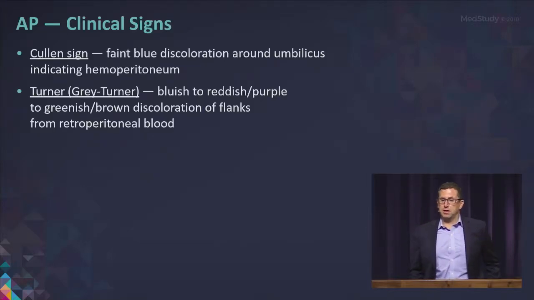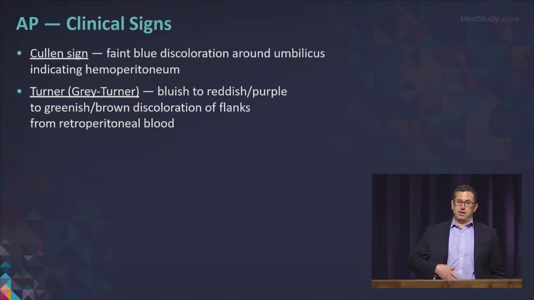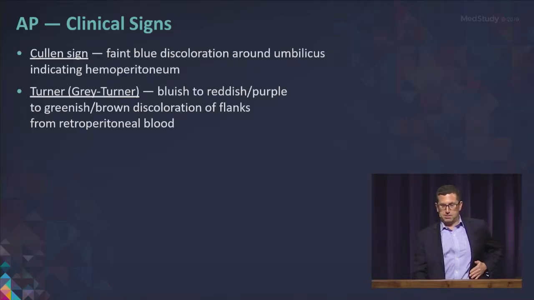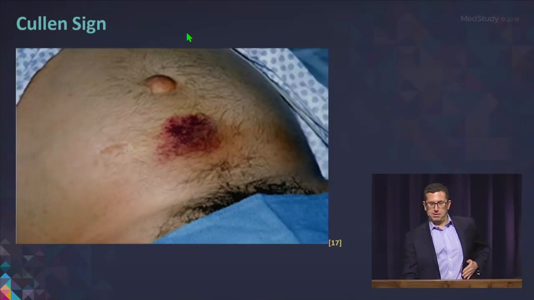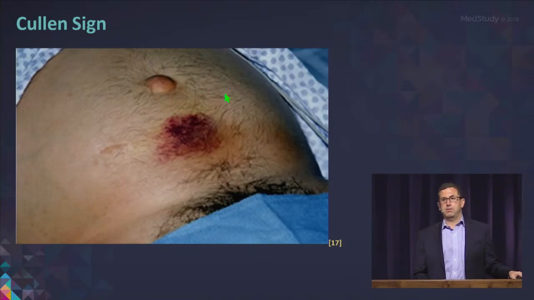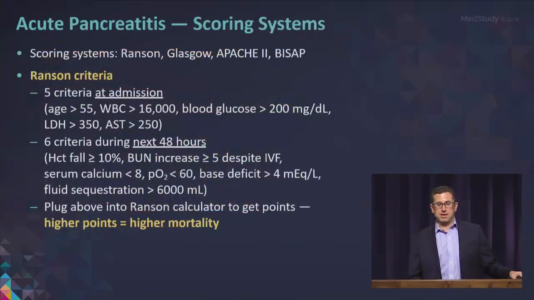Clinical signs would include the Cullen sign and the Gray-Turner sign. So the Cullen sign is the discoloration around the umbilicus, and the Gray-Turner sign is discoloration in the flanks. So here you could see, this would be the Cullen sign. You see some hemorrhage here around the periumbilical area. So if you see that on a test, that would be very indicative of acute pancreatitis.